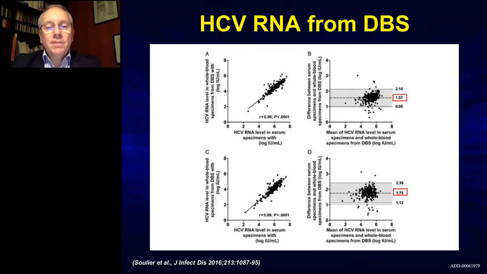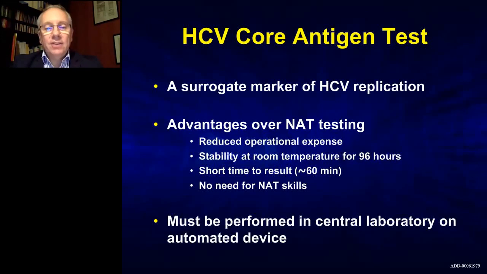So what about the HCV Core Antigen test? I said that this test is a surrogate marker of HCV replication, and it has some advantages over NAT testing: reduced operational expenses, stability at room temperature for 96 hours, short time to result, approximately 60 minutes, which is shorter than NAT testing, and no need for NAT skills. However, this test must be performed in a central laboratory on an automated device, and this may limit the use of this assay to places that have access to such a central lab.